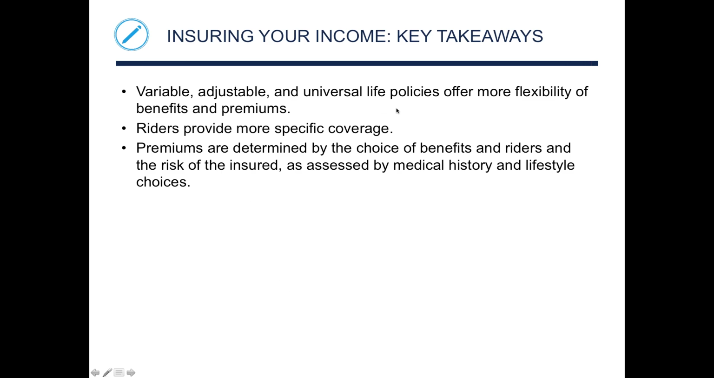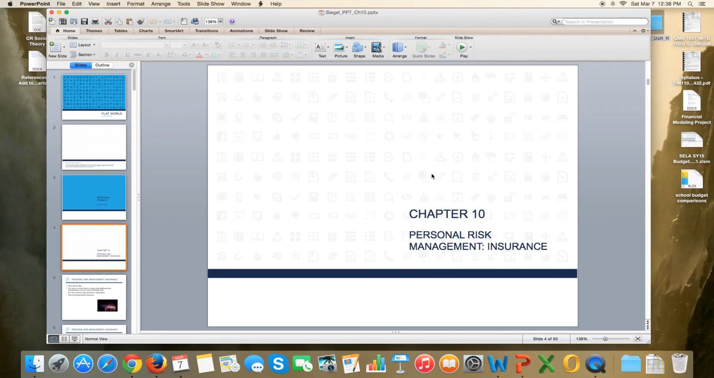Variable, adjustable, and universal life policies offer more flexibility of benefits and premiums. Riders provide more specific coverage. Premiums are determined by the choice of benefits in riders and the risk of the insured as assessed by medical history and lifestyle choices. And this concludes the presentation for Chapter 10 of the Personal Finance text.